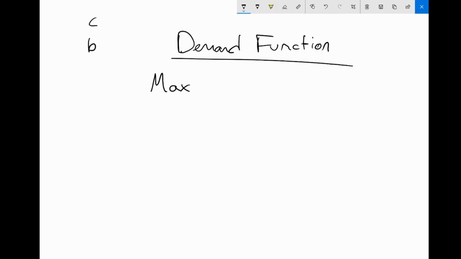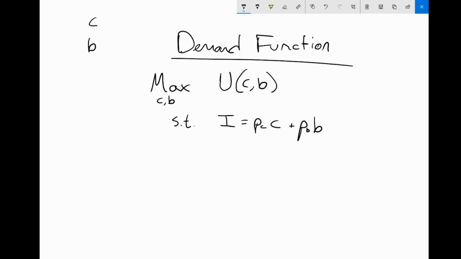What we want to say is that agents are choosing the number of cups of coffee to consume and the number of bagels to consume in order to maximize their utility, subject to their budget constraint: income equals the price of coffee times coffee plus the price of bagels times bagels. This is fundamentally what agents are doing when they make their decisions about how much coffee to buy and how many bagels to buy.